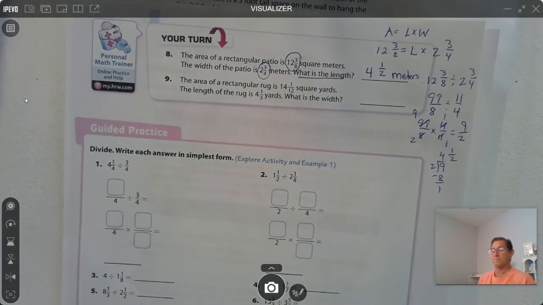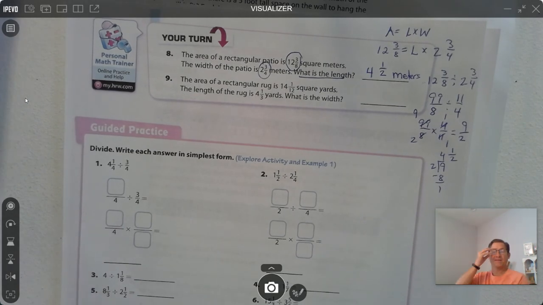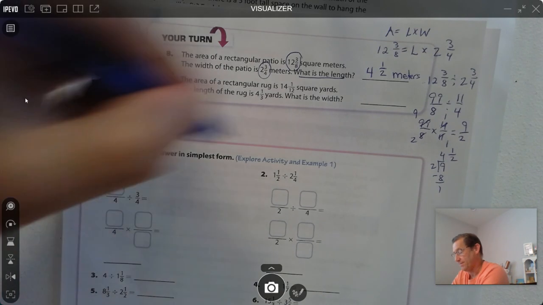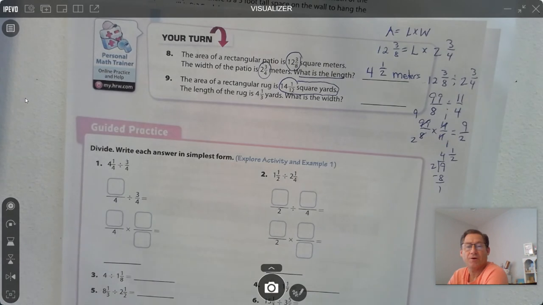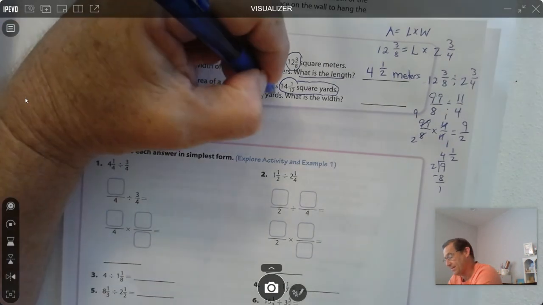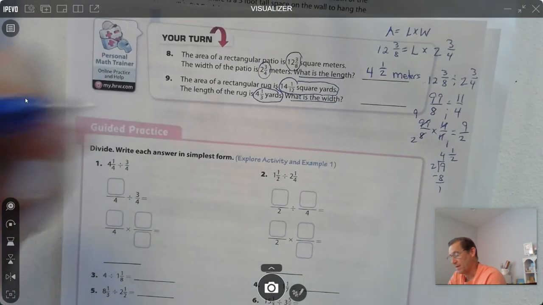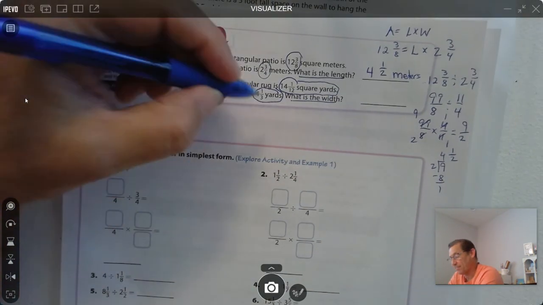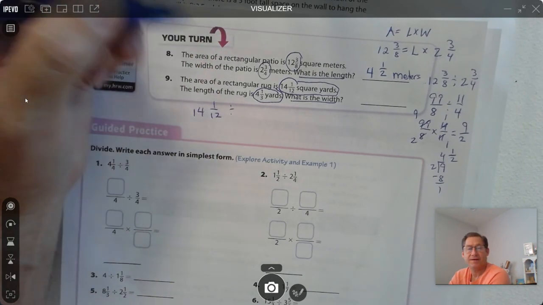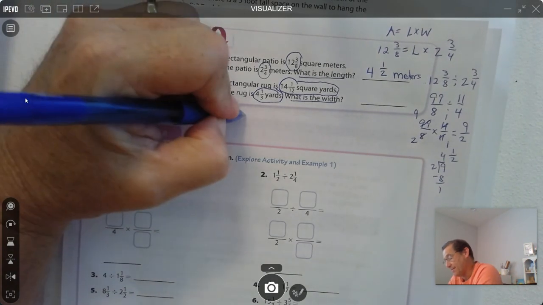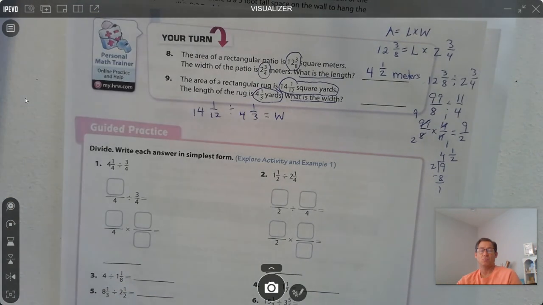So 4.5 meters. All right, number 9. The area of a rectangular rug is 14 and 1/12 square yards, and the length is 4 1/3 yards. What's the width? Same procedure, right? So we're going to take 14 and 1/12. I'm going to divide by the dimension that we know, the length. And that will give us the width.